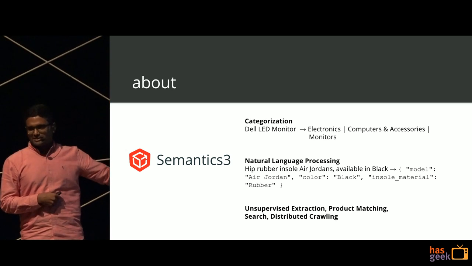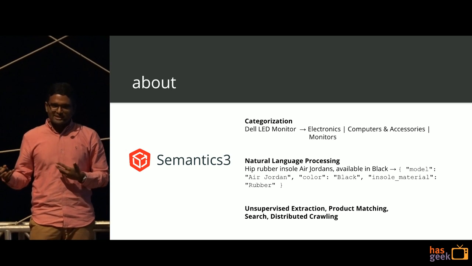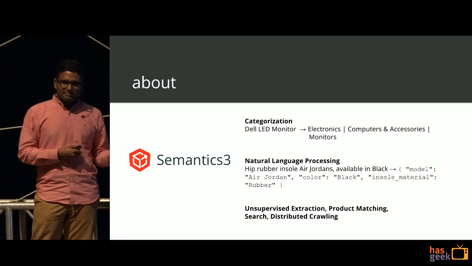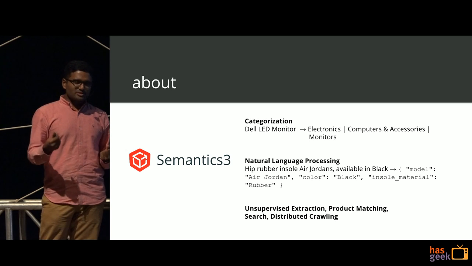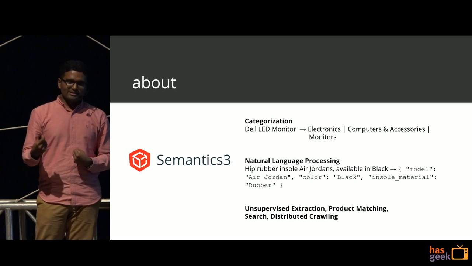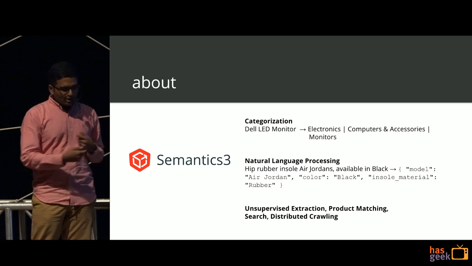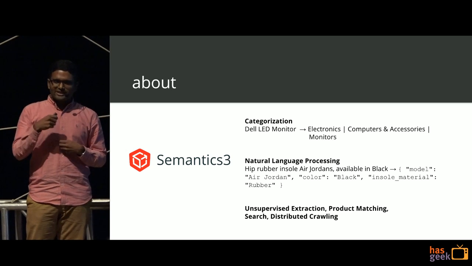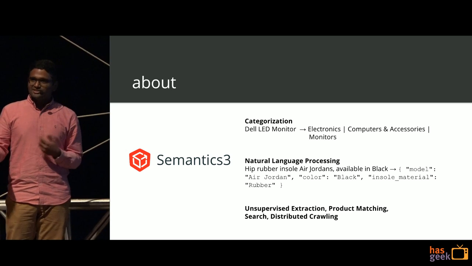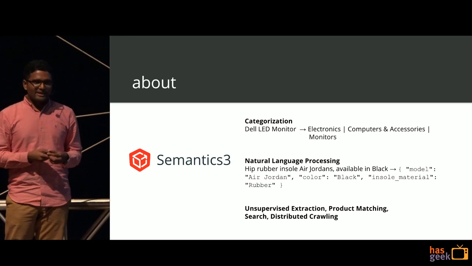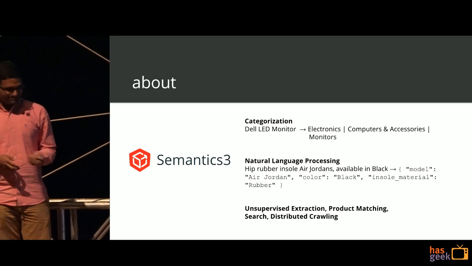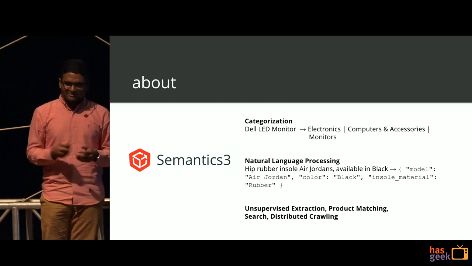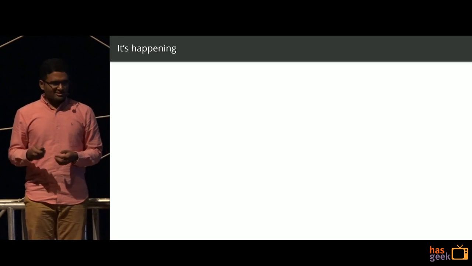So we do automated categorization from text to different categories. We do a lot of NLP problems where we want to parse the description present and get out structured data as much as possible. We also do a lot more like unsupervised extraction, product matching. We also have very talented distributed crawling engineers. One of them is also here, where we help try to index as much as possible. So that's about Semantics 3, but let's get started to the talk right now.